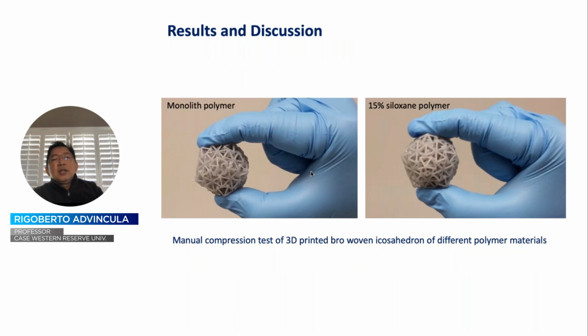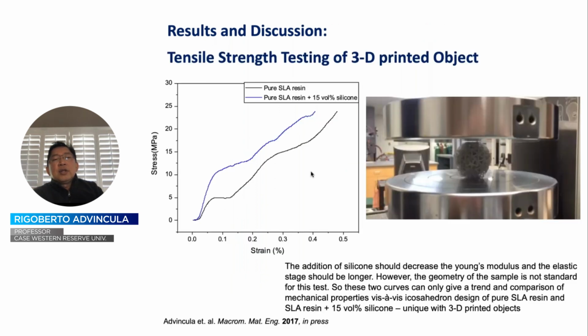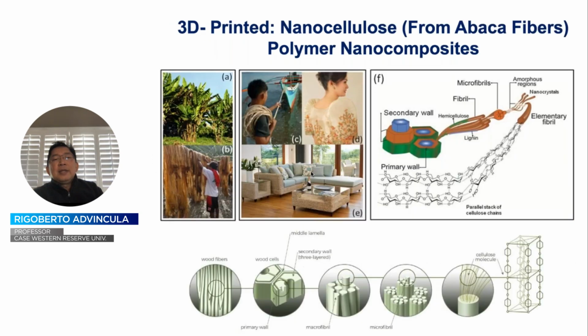And you can just imagine that these two complex buckyball-icosahedron type of structures have different flexibility with or without the siloxane. And this can be seen by the tensile strength testing differences between the two, changes in the elongation at break, yield point, as well as the flexural strength. And depending on the geometry, you can observe, of course, different types of compressibility.